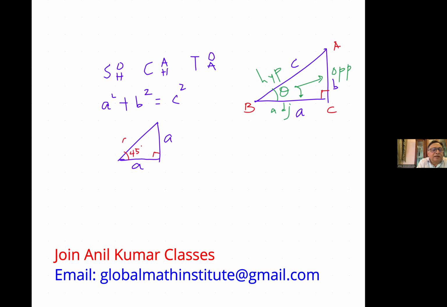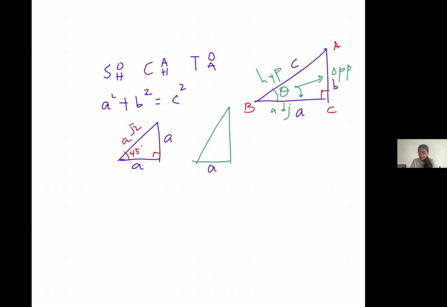And the second important triangle for us is 30, 60, 90. In this case, you notice that the hypotenuse is twice the smallest side, right? The angle here should be 60 degrees. The other one is 30 degrees. And this one is square root 3 times a, right?